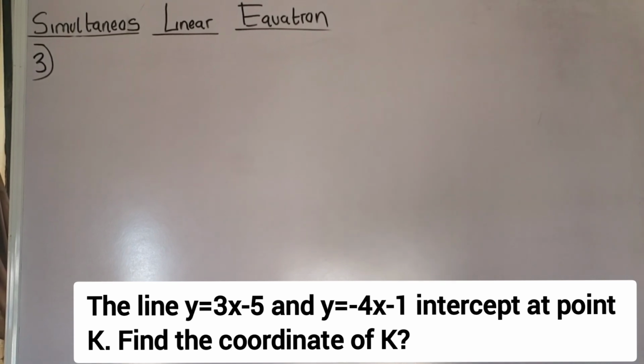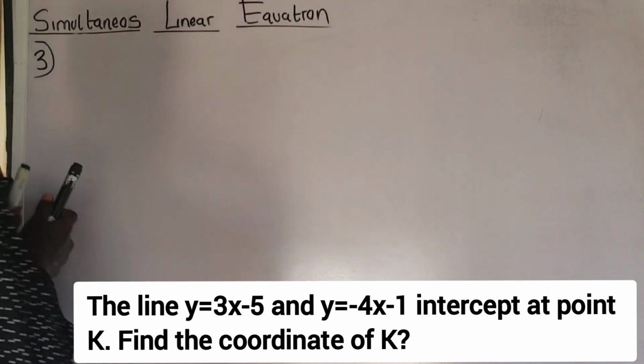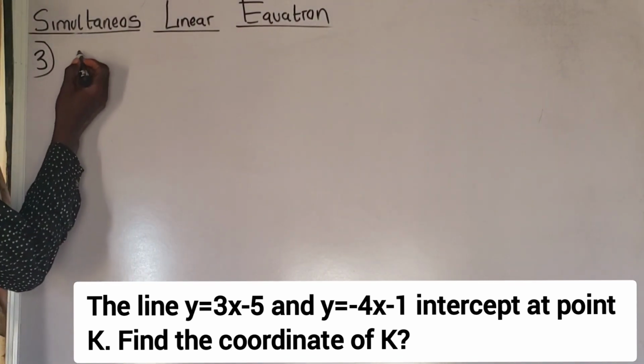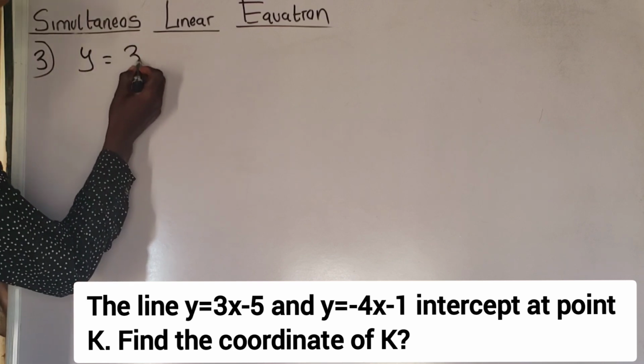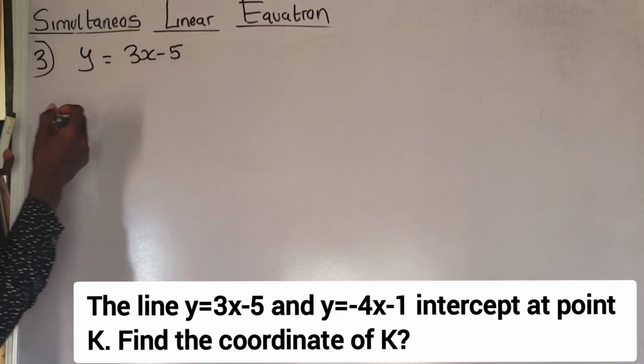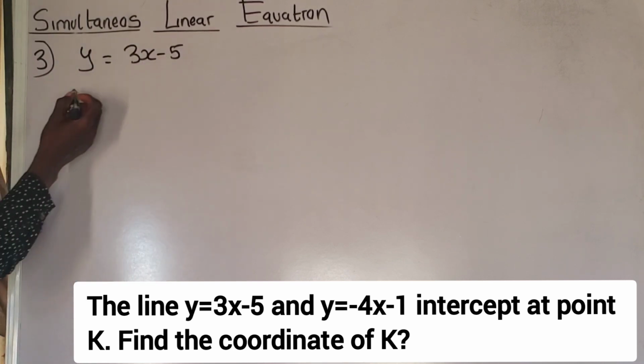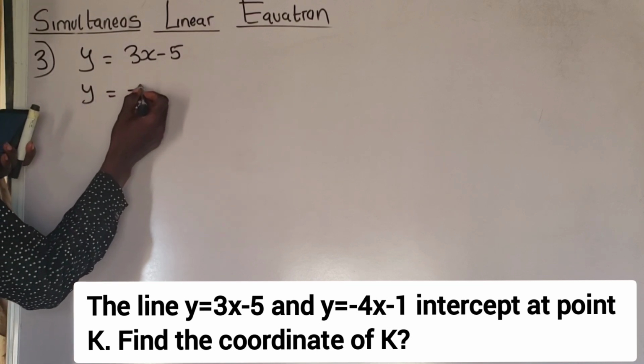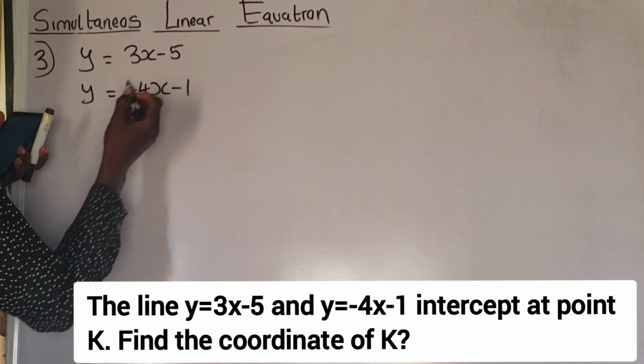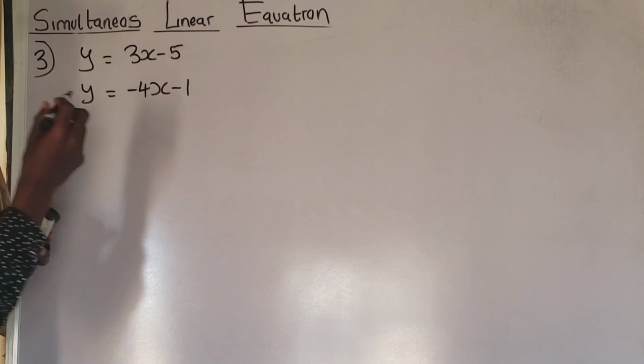We are given the line y equals 3x minus 5. That's the first line. And the second line is y equals negative 4x minus 1. They intersect at a point known as k.